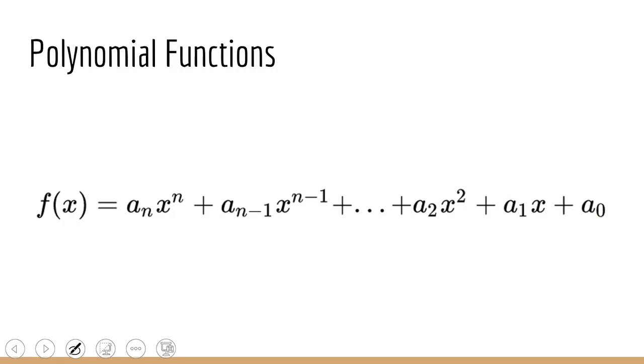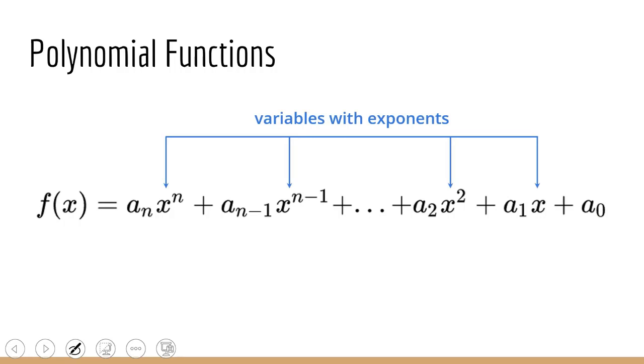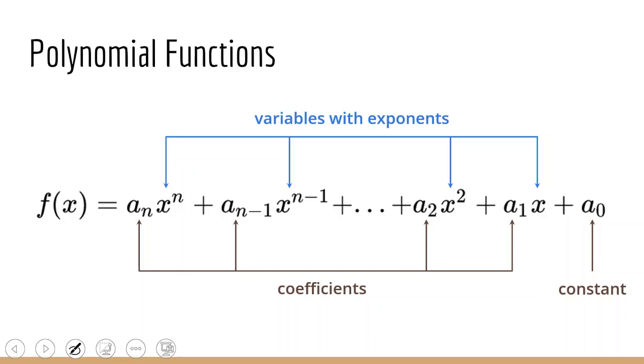A polynomial is a function in this form, over here, with variable x with decreasing exponent powers, as well as numerical coefficients and a constant. The number n over here, which is the largest power, is what we call the degree of the equation, and it can be any non-negative number.